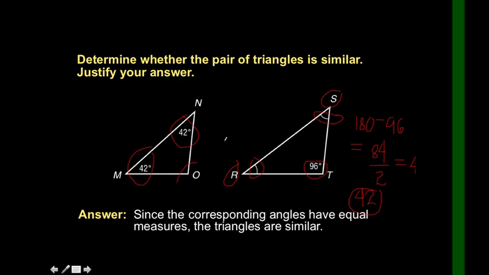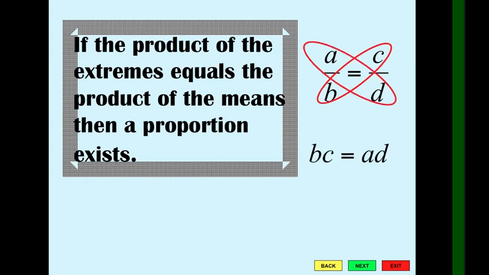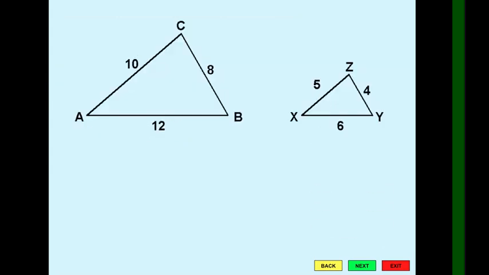Yun ang proof doon. If the product of the extremes equals the product of the means, then a proportion exists. So this is a sample of proportion that if we will multiply A times D and B times C, then there is a proportionality na nag-exist, no, doon sa ating mga angles.